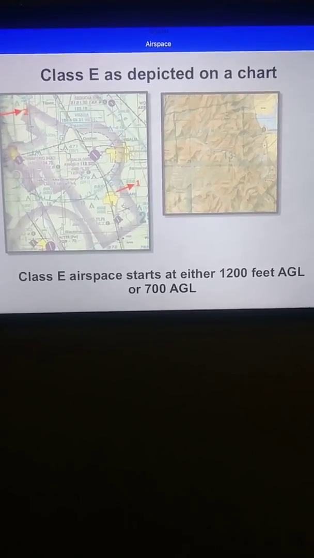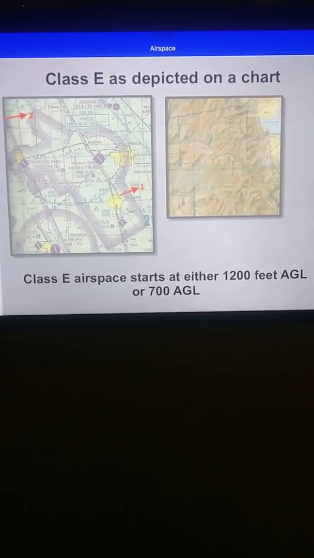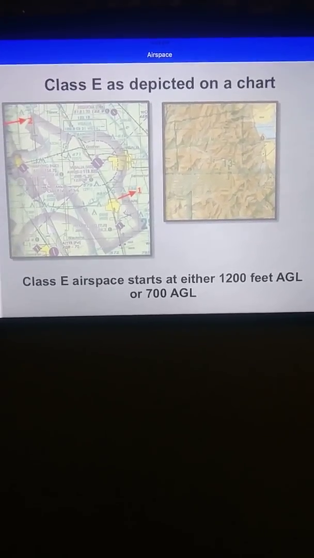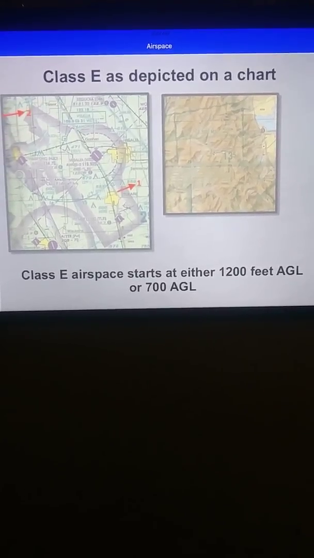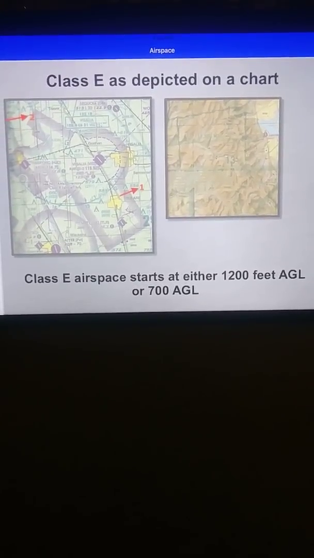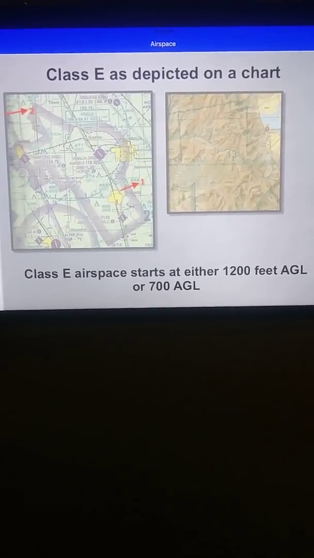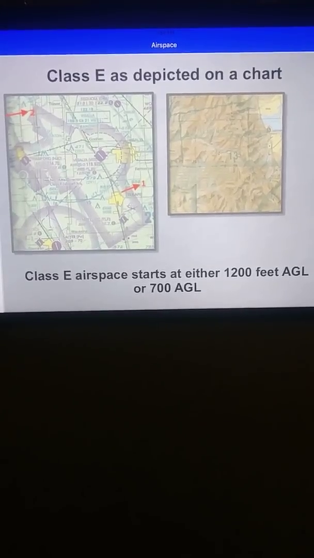In the arrow with the number 2, you can see that this point is within an area that is surrounded by a magenta border that is feathered. This means that Class E airspace starts at 700 feet AGL. So from the surface to 700 feet AGL, the aircraft would be in Class G airspace. From 700 to 17,999 MSL, it would be in Class E airspace.